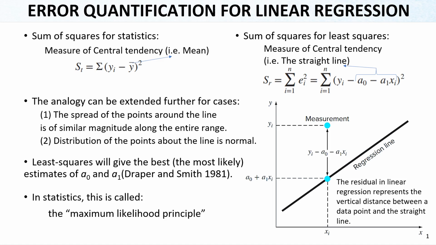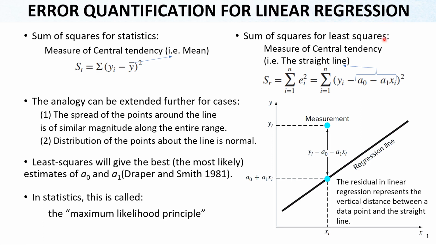We can also calculate the errors and quantify them for linear regression. If you remember, for the statistics, there was this measure of central tendency, the difference of the data and the mean of data and the square of them. So this was called ST, and we were finding the standard deviation and the variation or variance using this and by dividing this by n-1 in the statistics.